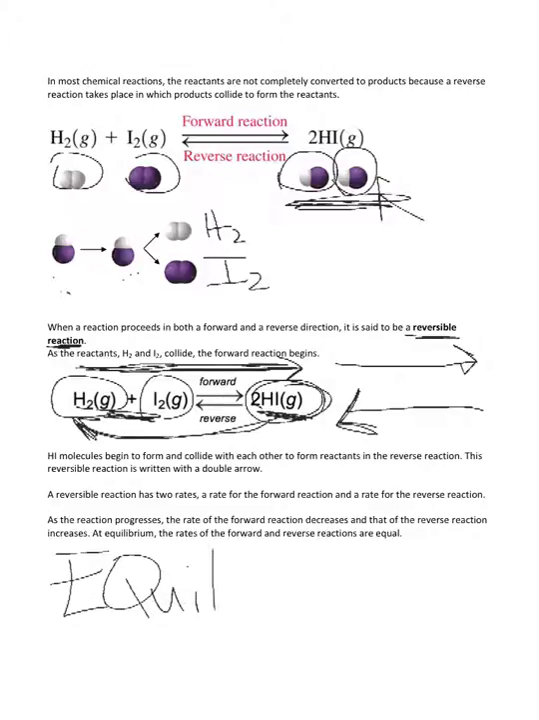Now, I want to say this is really important. Equilibrium has nothing to do with how much stuff you have. Right? So it has nothing to do with how much products you've made or how much reactants you still have left. Equilibrium only has to do with speed. And equilibrium is only achieved when the rate of the forward reaction and the rate of the reverse reaction are equal. This is really important.